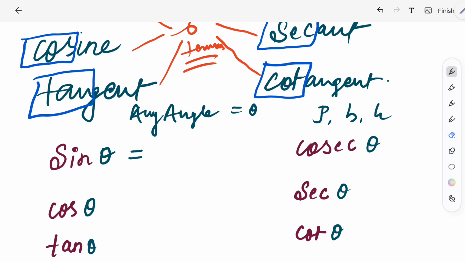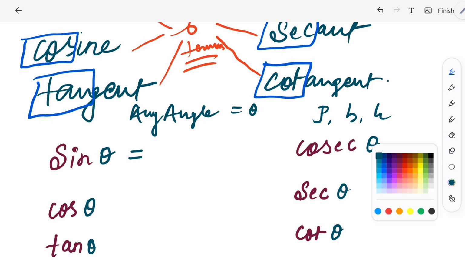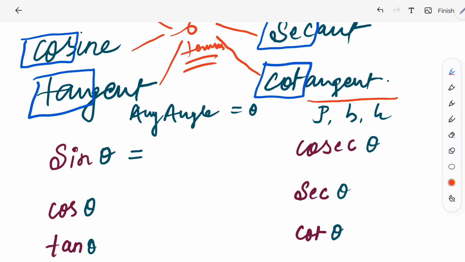These are the three sides, and these three sides are perpendicular, base, and hypotenuse. These three sides will only be used here. Now see how. Simple. Sine theta can be defined as the ratio of two sides. Now there are three sides. Which two sides you are taking as a ratio? So just take P by H.